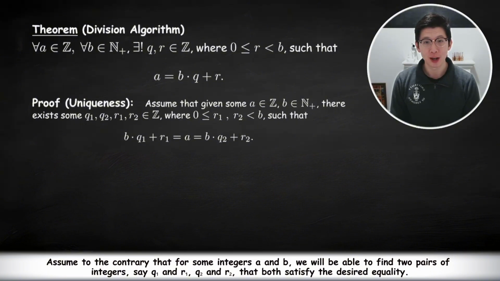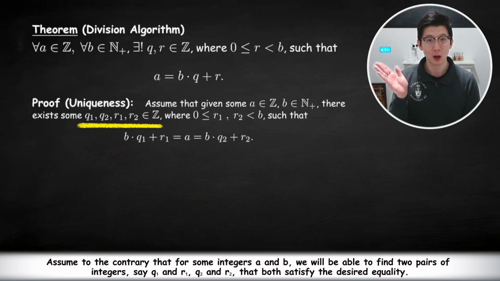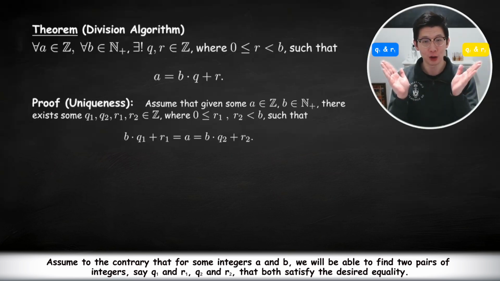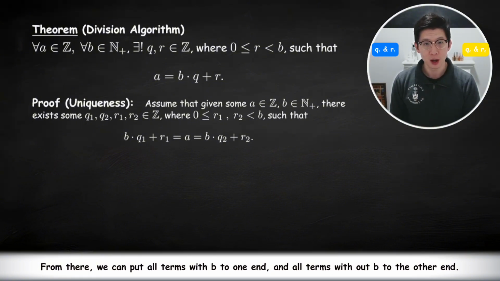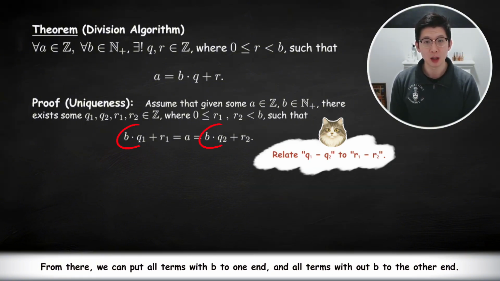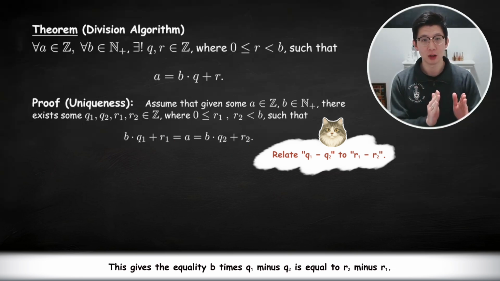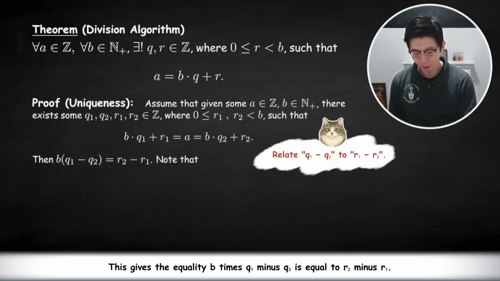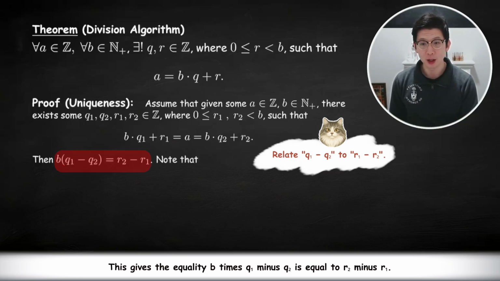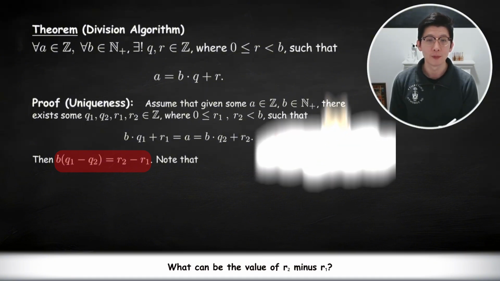Assume to the contrary that for some integers a and b, we will be able to find two pairs of integers, say q1 and r1, q2 and r2, that they both satisfy the desired equality. From there, we can put all terms with b to one end and all terms without b to the other end. This gives the equality b times (q1 minus q2) is equal to r2 minus r1.